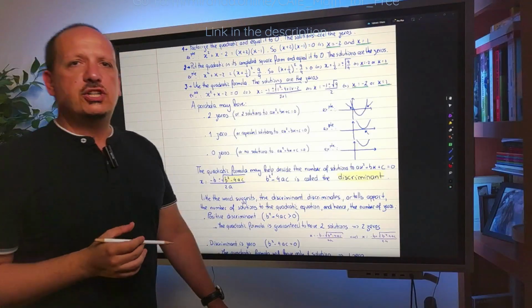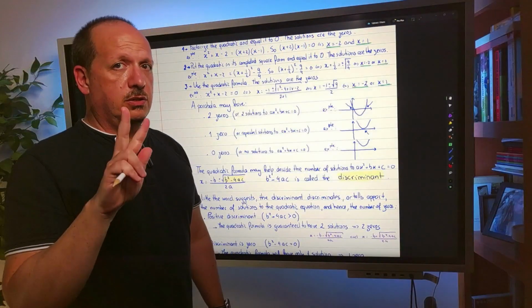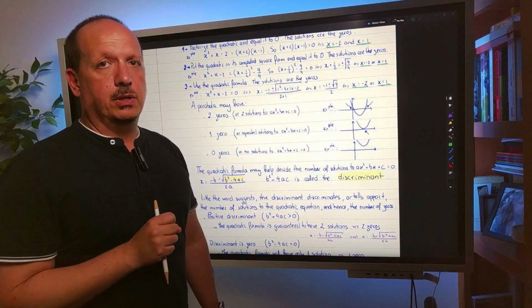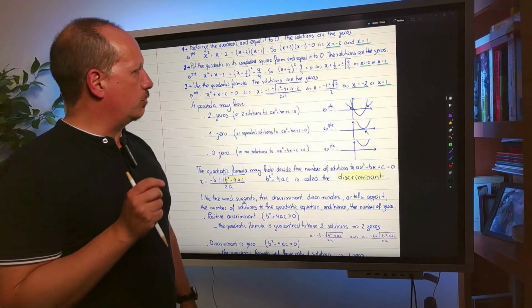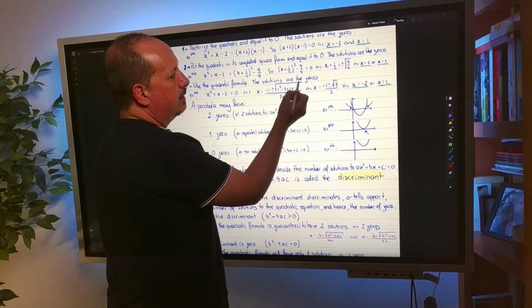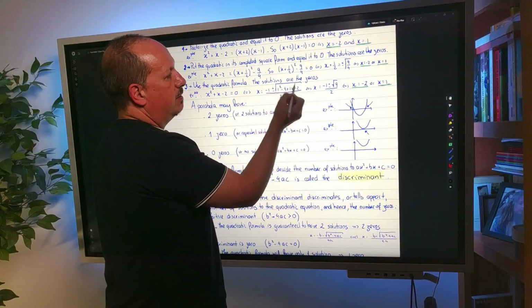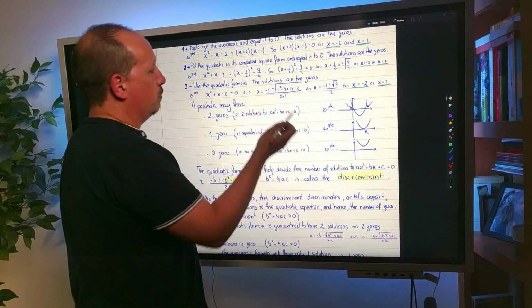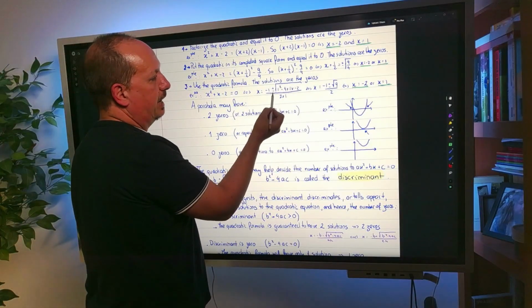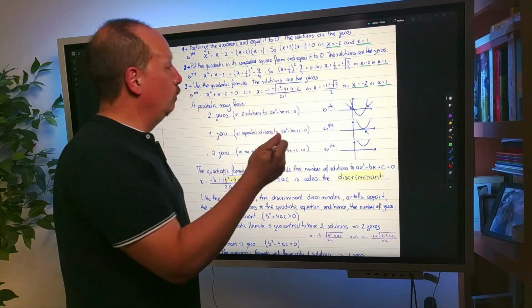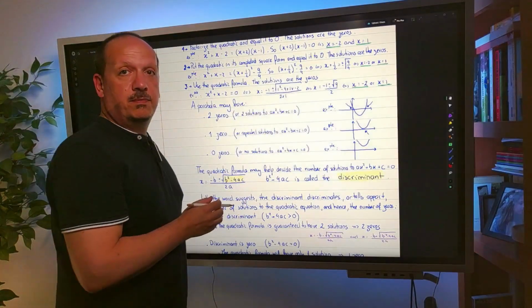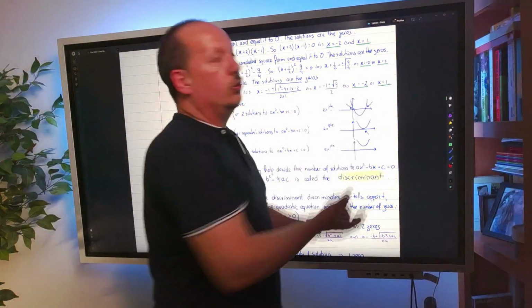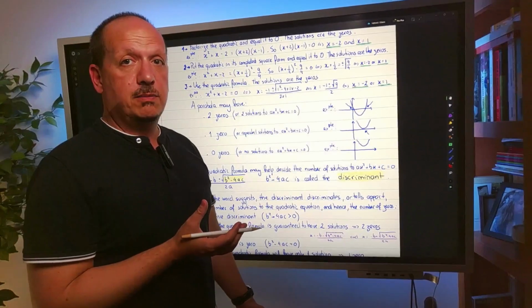In what situation will you have two solutions to the quadratic formula? You will have two solutions when this part over here is something, and by something, I mean a number. Because you will have a solution in which you use the minus, and another solution in which you use the plus. That's the reason why you have two solutions in the first place, right?